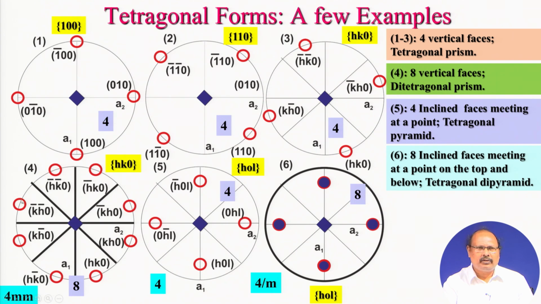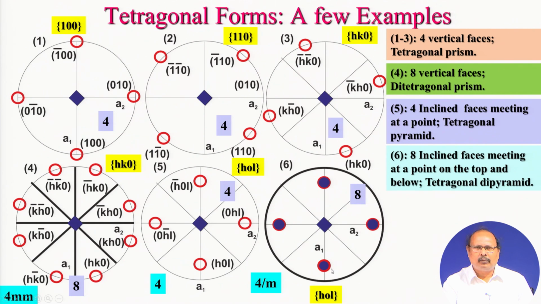Now, if you have the same HK0, and I put H greater than K, and you just change 4 to 4 mm, then we produce 7 additional faces, and this will essentially be 8 vertical faces. This will produce a ditetragonal prism. And if you have a simple 4-fold axis symmetry, and you have an inclined face H0L, what will you produce? You will produce a simple pyramid.